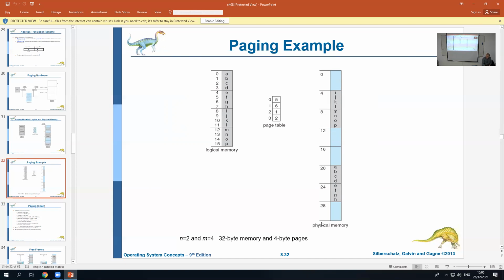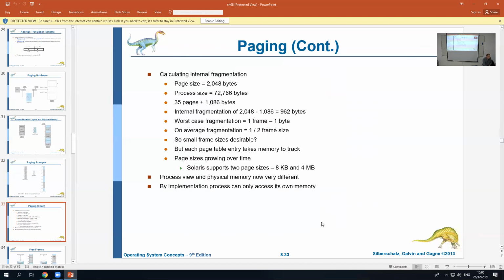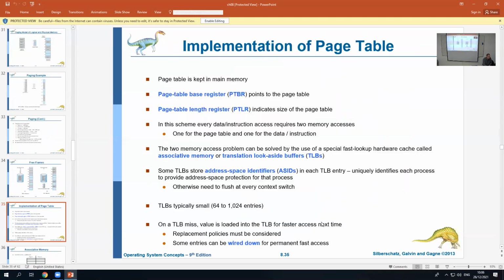So we've also achieved another one of our goals, which is protecting the memory of one program from another. One program shouldn't be able to get out of its defined area and affect the behavior of another program. Okay.